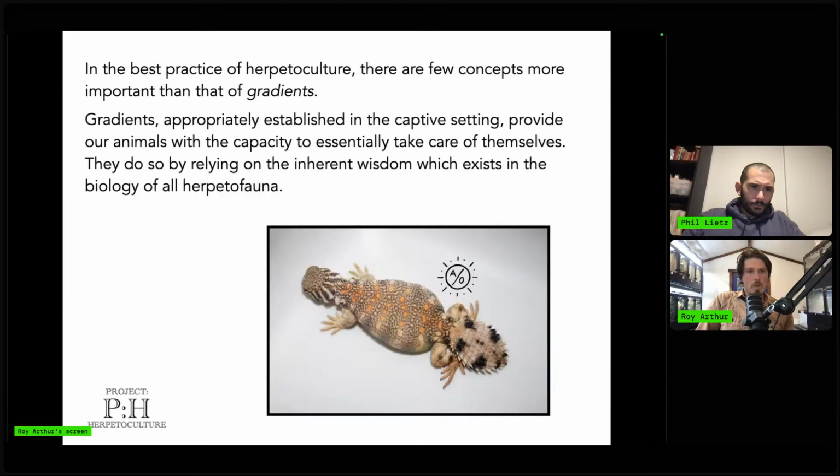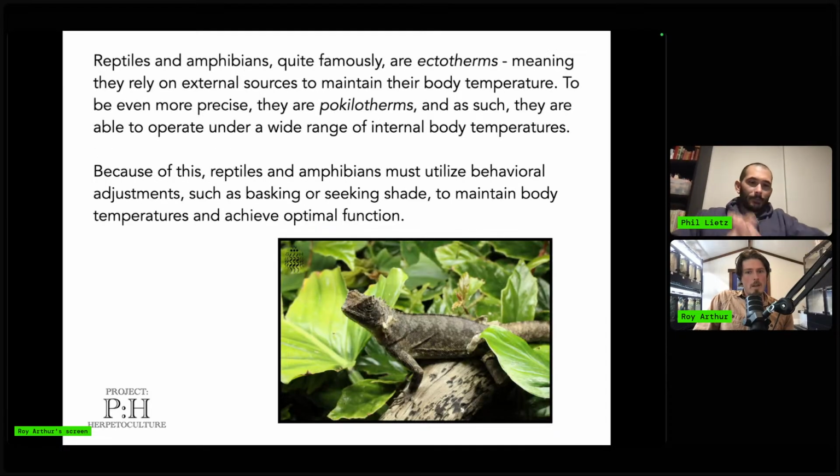So, in the best practice of herpetoculture, there are few concepts more important than that of gradients. Gradients, when appropriately established in the captive setting, provide our animals with the capacity to essentially take care of themselves. They do so by relying on the inherent wisdom which exists in the biology of all herpetofauna. Here we have photographed a beautiful Uromastyx thomasi produced by our very own Philip Leitz. Reptiles and amphibians are quite famously ectotherms, meaning they rely on external sources to maintain their body temperature.